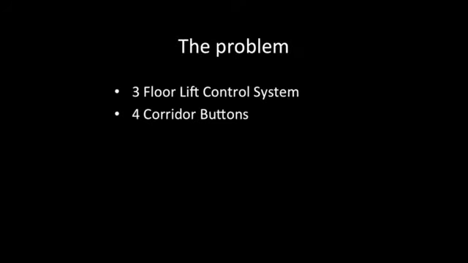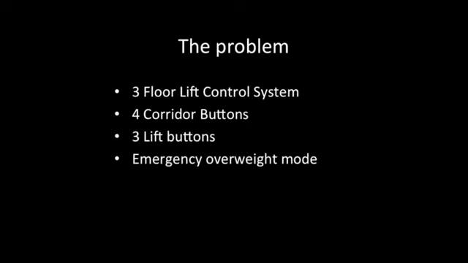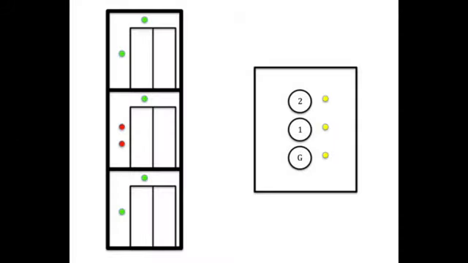We started this project with the problem that was presented to us. We then broke it down to 4 main bullet points. It needed to have 3 floors, 4 corridor buttons, 3 lift buttons, and an emergency overweight mode. From here we decided the next logical step was to design the setup for the HCS12 board.